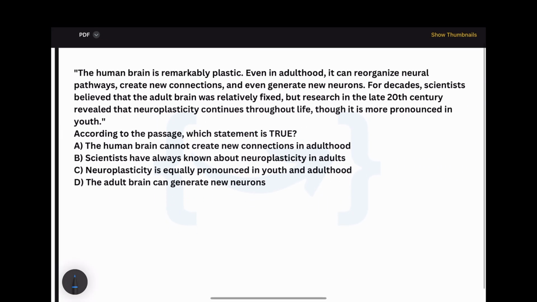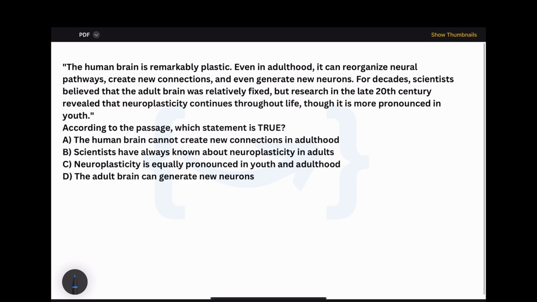Now the human brain. Simple question. A human brain is remarkably plastic. Even in adulthood, you can reorganize neural pathways, create new connections, and even generate new neurons. About the passage, which statement is true? The human brain cannot create new connections. It can create pathways, so this is not the option which is true.